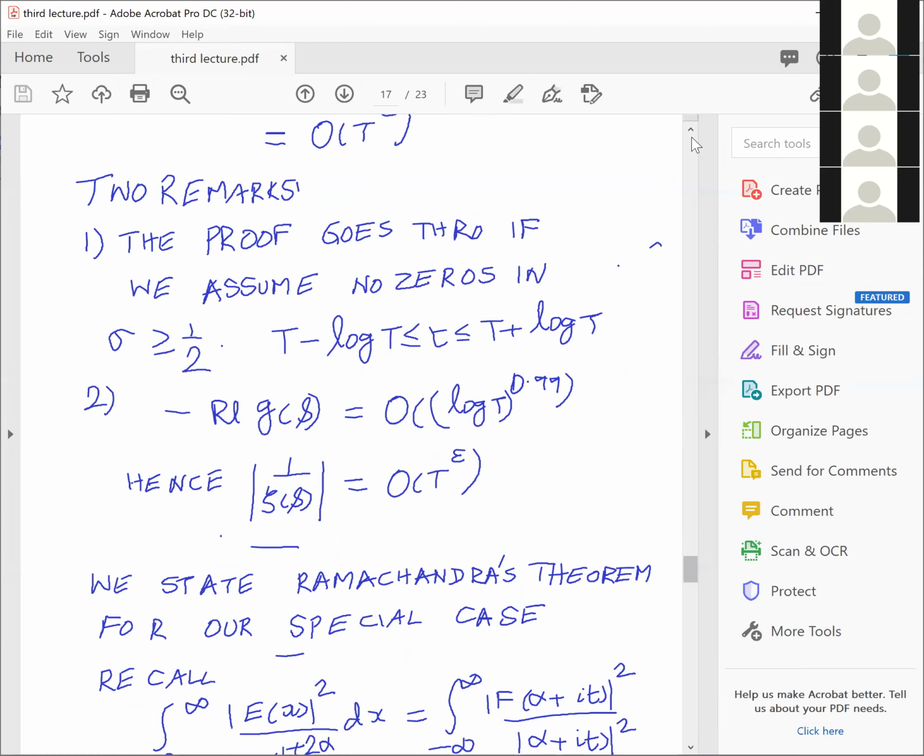Therefore, given this, earlier I was saying that this function, assuming only that it is non-zero, can be too small. But now this idea shows that it cannot be too small at all. It is always bigger than T power minus epsilon. And with that, we'll stop.